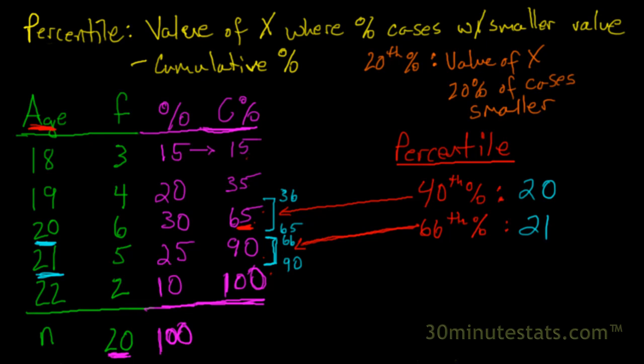And we'll do one last one here, where we look for, let's say, the 95th percentile. And again, we already know that this fourth category goes up to the 90th percentile. And so the last category must cover the 91st to the 100th percentile. And so our 95th percentile is going to fall in this last category, which has a value of 22. So that's our 95th percentile.